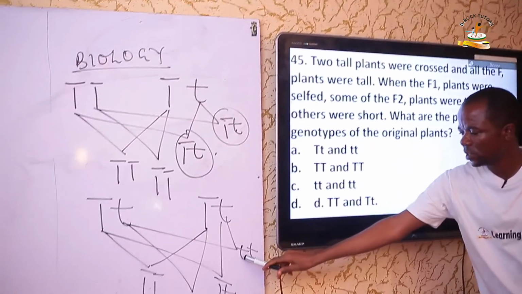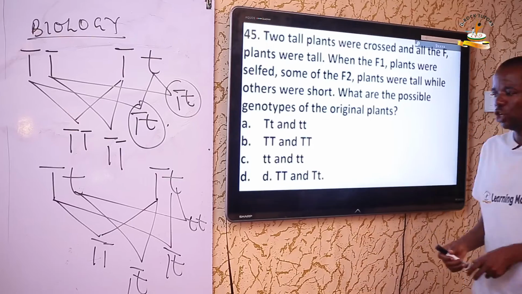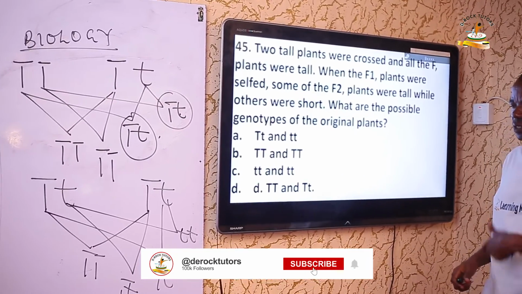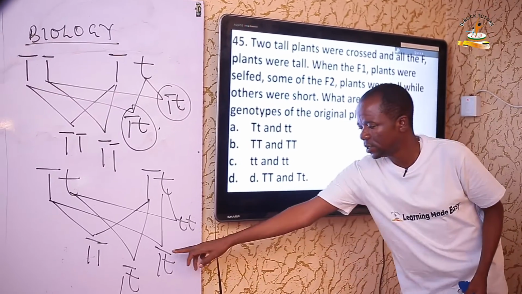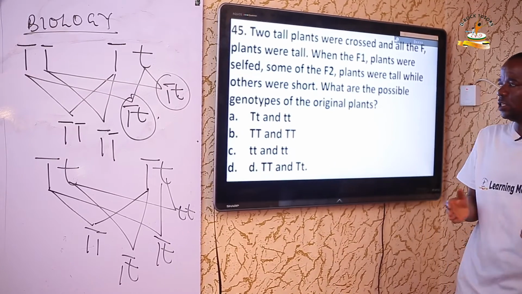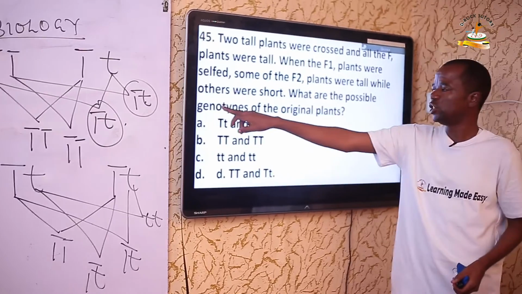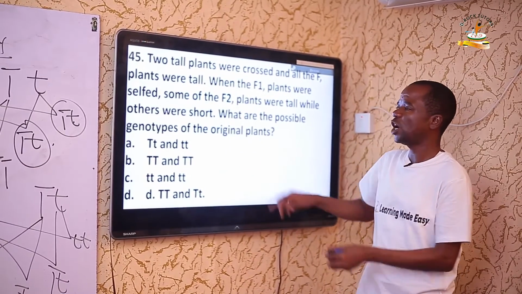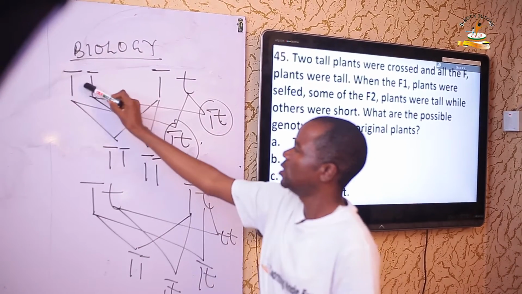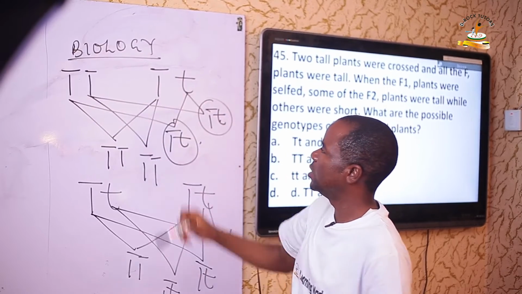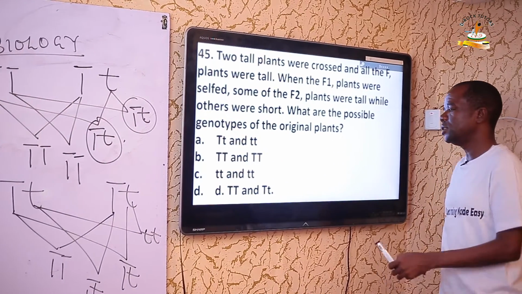We can see tt, the small letter tt here, that represents shortness because the small letter t is recessive, that is for shortness, while capital letter T is dominant, that is for tallness. So the genotypes of the original parents, don't forget, these are the original parents. This is homozygous for tallness and this is heterozygous for tallness. So the correct answer here is D.